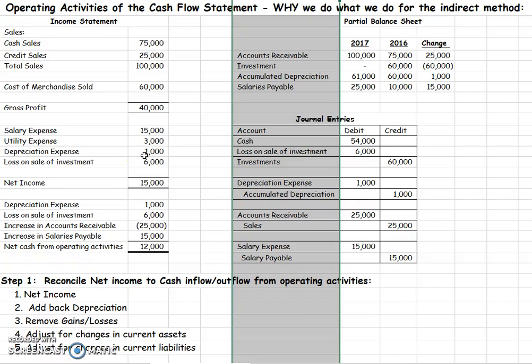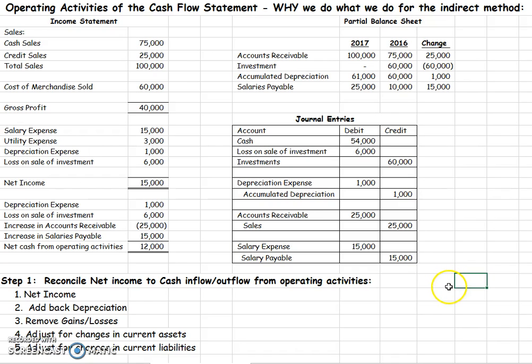Okay, this video is going to show why we do what we do to prepare a cash flow statement with the indirect method. The indirect method only affects the operating section of the cash flow statement, and it has us back into our cash flows from operating activities starting with net income. So I'm going to use this sheet to explain why we do what we do and why it works.